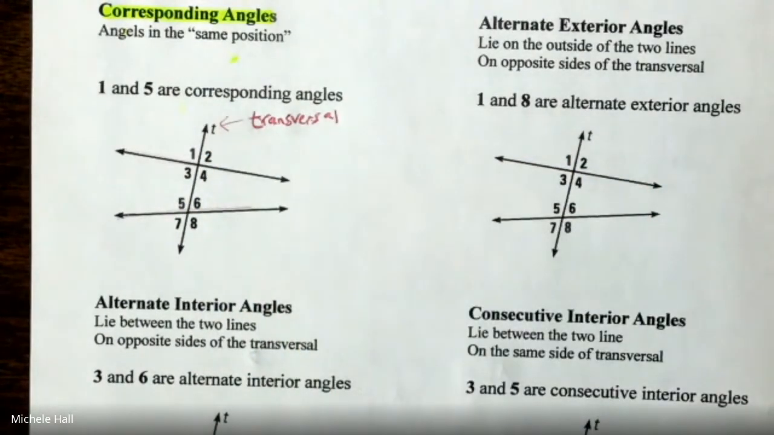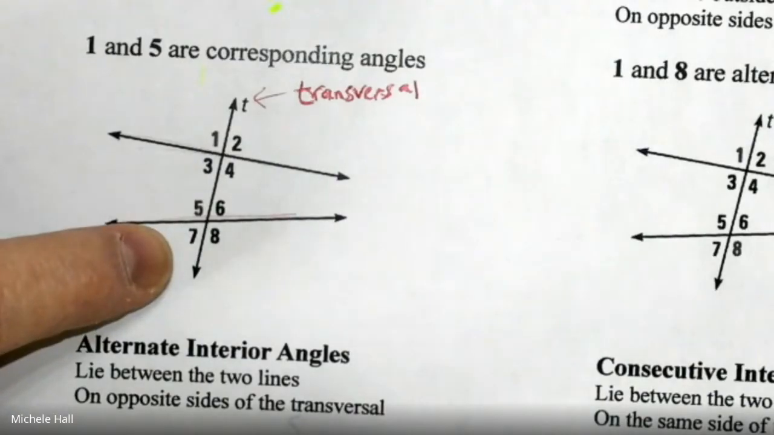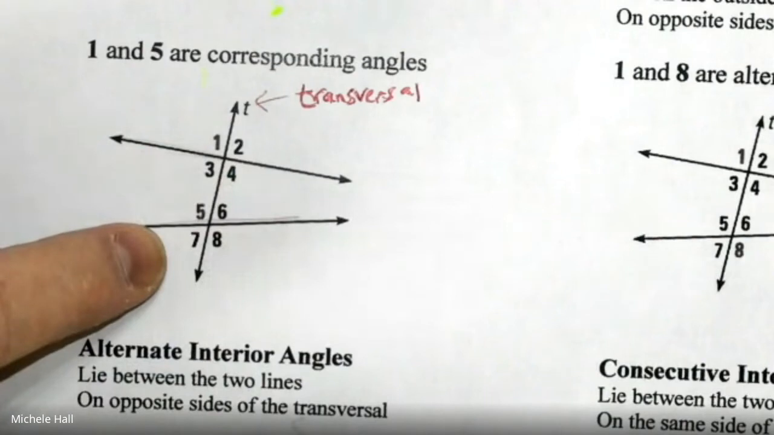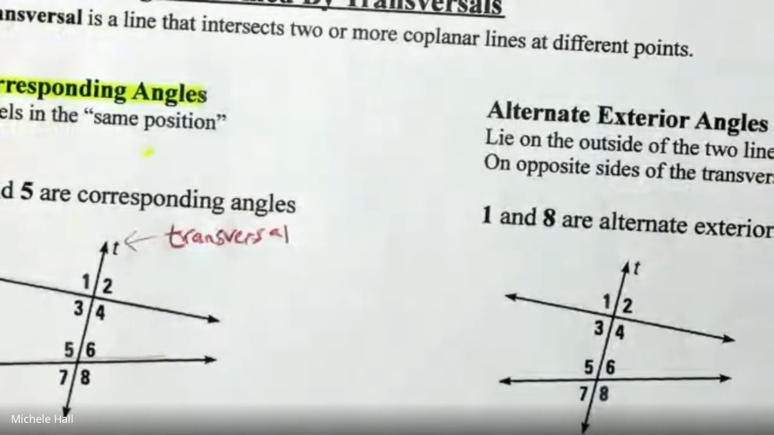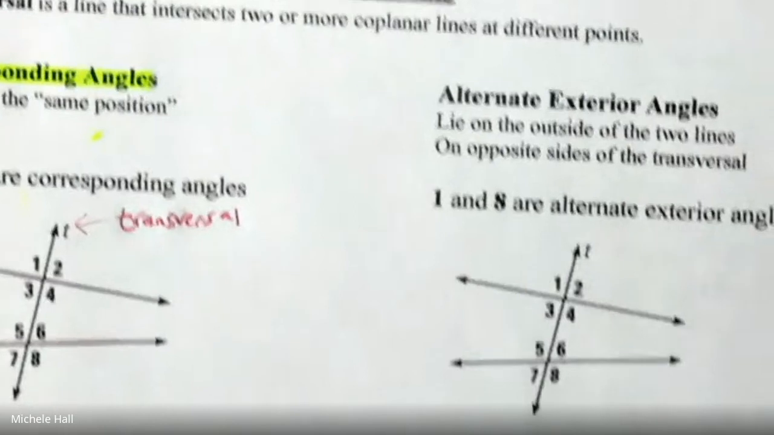One more, Boston. Angle 3 corresponds to which angle? 7 is on the bottom, and it's on the same side of the transversal. So 3 and 7 would be called corresponding angles. That's the first angle. The next one that we're going to look at is alternate exterior angles.